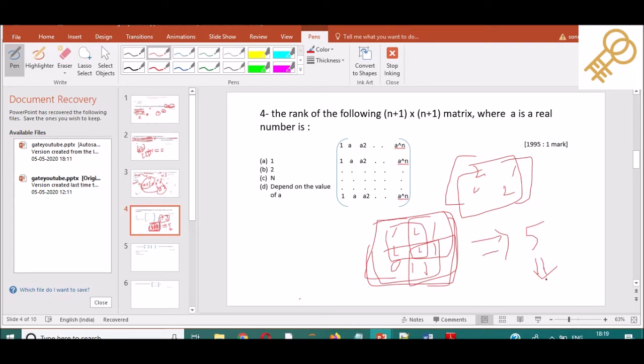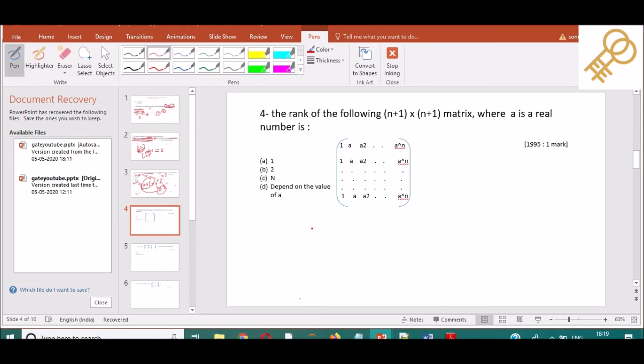I'll be explaining with the help of an example. Suppose I have a 3 cross 3 matrix and the elements of the matrix are 4, 3, 13, 6, 3, 4, 2, 1 and 0. This is your 3 cross 3 matrix.